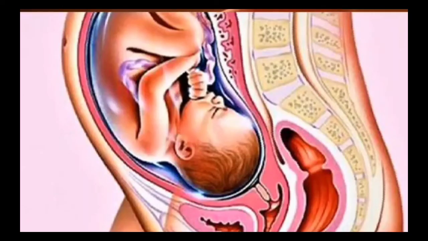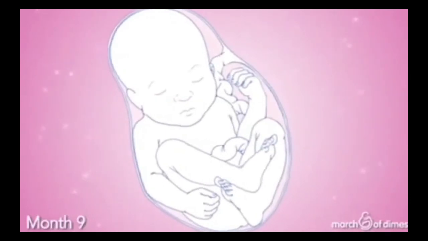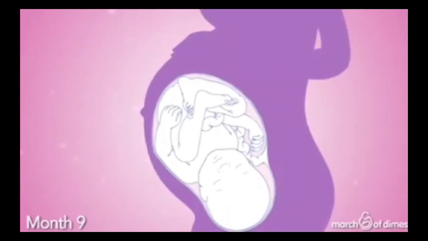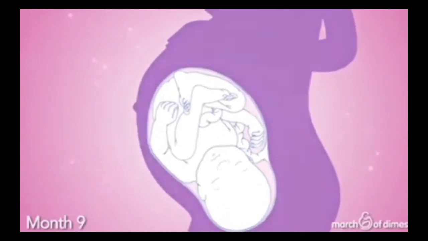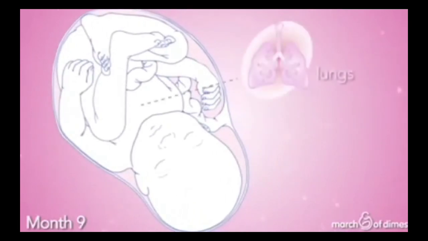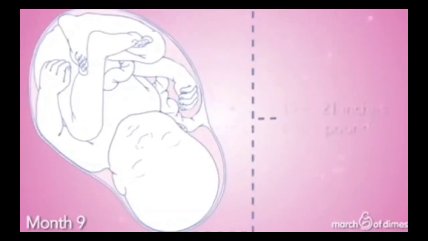9 months or 38 weeks. The fetus is 19 to 20 inches long. The lungs are mature. The baby is now fully developed and can survive outside the mother's body. Skin is pink and smooth. He or she settles down lower in the abdomen in preparation for birth and may seem less active.